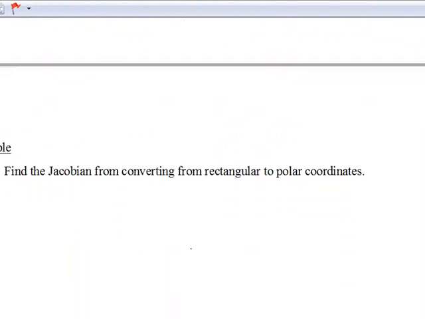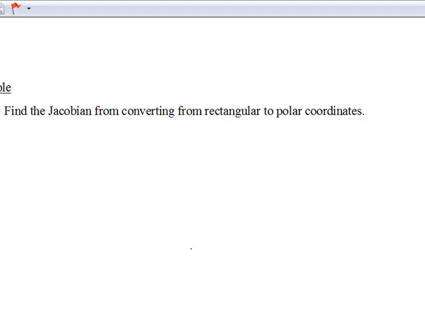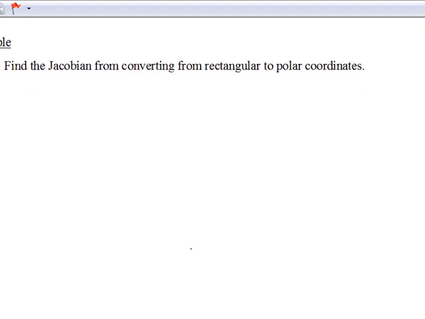So let's find some Jacobians. I'll show you how it's done. Find the Jacobian from converting from rectangular to polar coordinates. So remember, going back, what was our Jacobian? Can you remember what it was? When we converted to polar, what did you have to multiply by? R. So your Jacobian was R, right? So I'm going to show you how you find R.